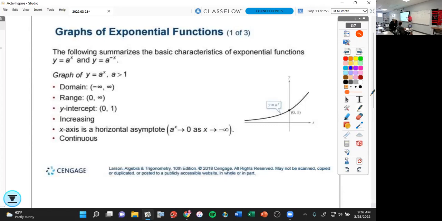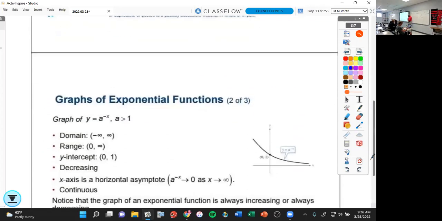The x-axis is a horizontal asymptote. As the value of a to the x approaches 0, x is approaching negative infinity. It's a single smooth curve. You can draw this graph without picking your pencil up, therefore it's continuous. So those are the basic characteristics of y equals a to the x power, where a is greater than 1.